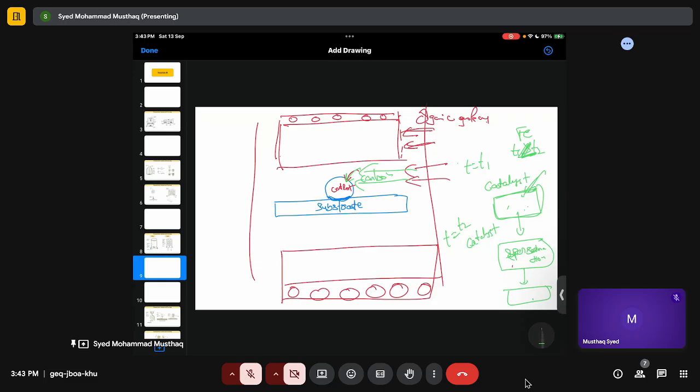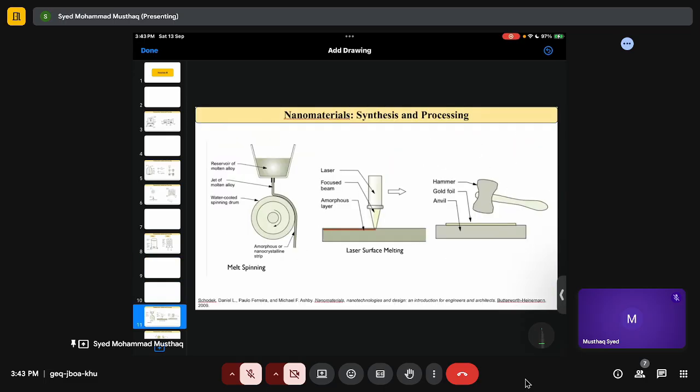Now, the next part is rapid solidification. So what do I mean by rapid solidification? There is a way of saying that when you cool things very fast, you can make glass of anything.